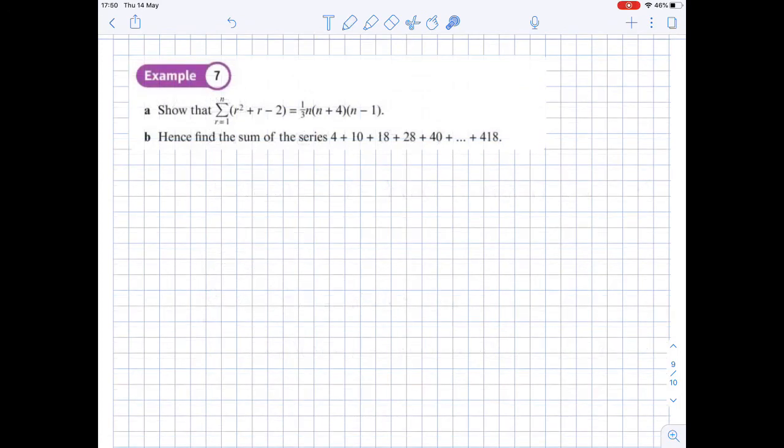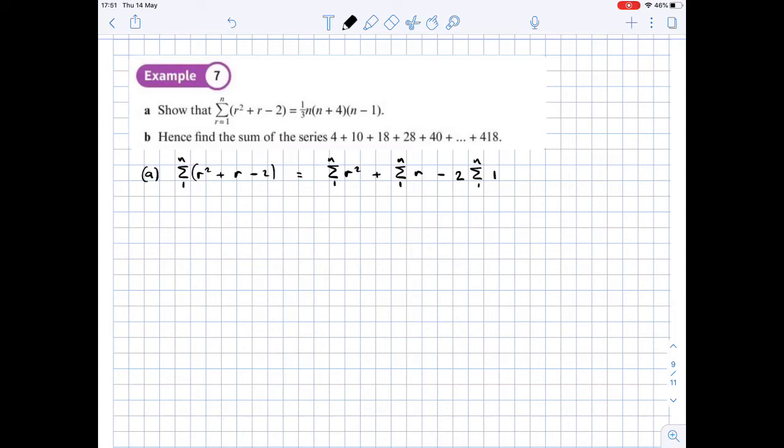Example 7. In this example, we want to show that the following summation can be rewritten as the following formula. So let's look at part A. Well, our summation from 1 to n of r squared plus r minus 2 can be rewritten as the sum of r squared plus the sum of r minus 2 times the sum of all the 1's.